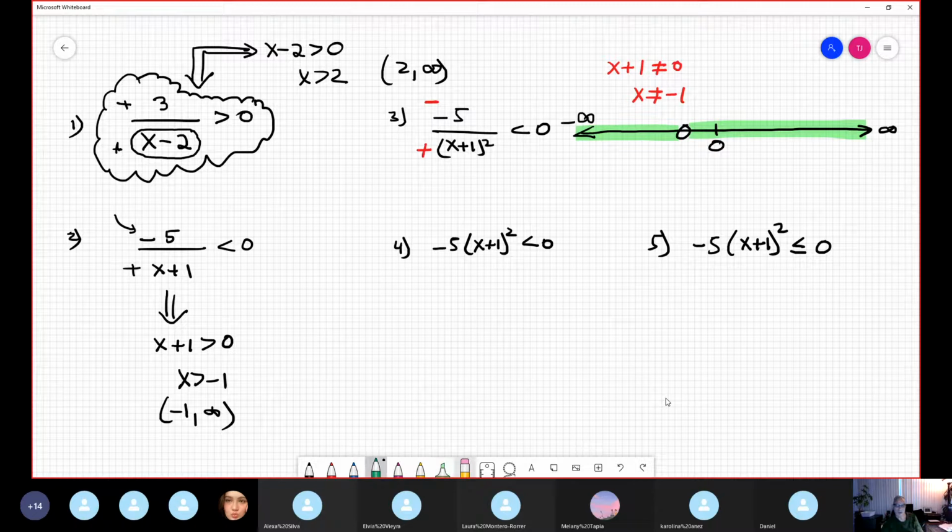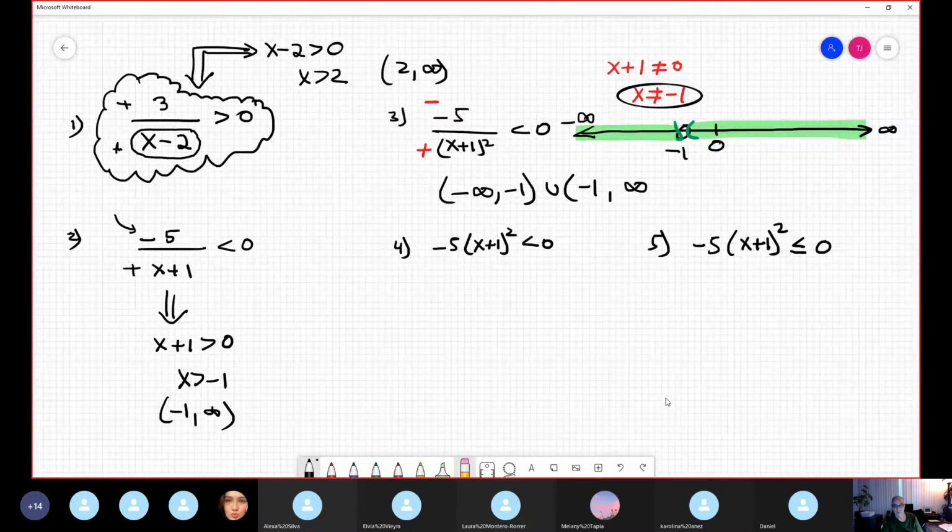And here we have parentheses, because at -1 we have a hole. Okay, we can indicate it like that, but if the test says that you need to express it in interval notation, the answer is from negative infinity, comma, negative 1, parenthesis, union, negative 1, comma, positive infinity. Like that. Do you see that?